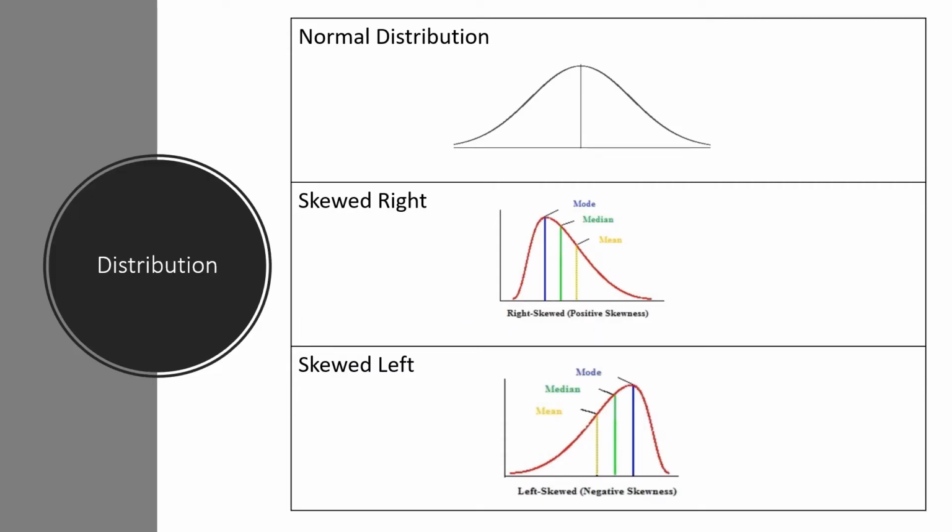Okay, here we have three types of distribution. The first one is a normal distribution. We call that a bell curve. Okay, the second one is skewed to the right.